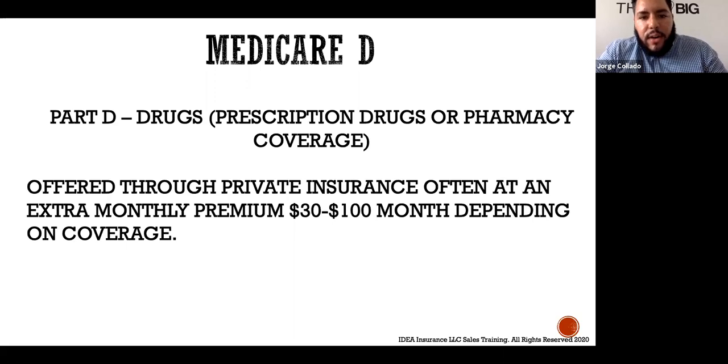And this is also offered through private insurance. Once you sign up for Medicare A and B, they don't give you D, they don't give you the drugs. So you have to buy that separately, and you have a time frame to get Part D, otherwise you get penalized. We'll go over that shortly.